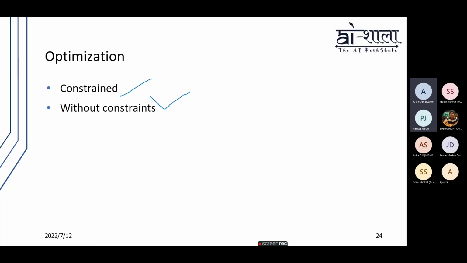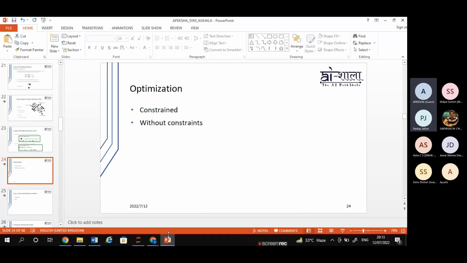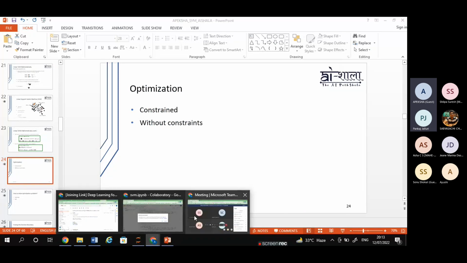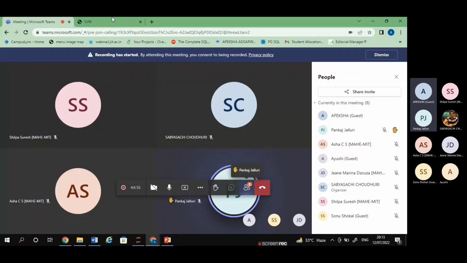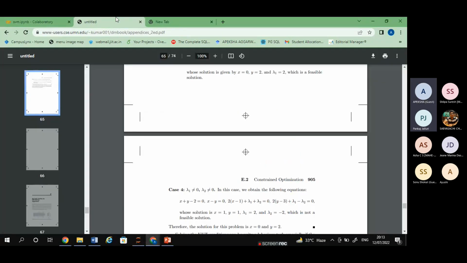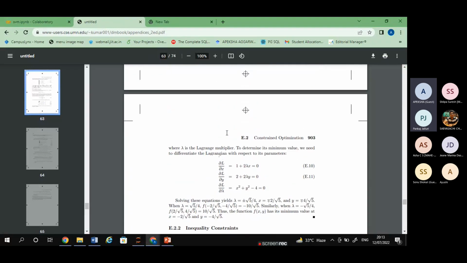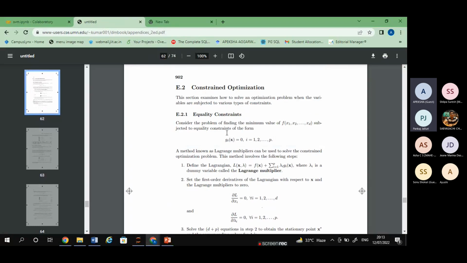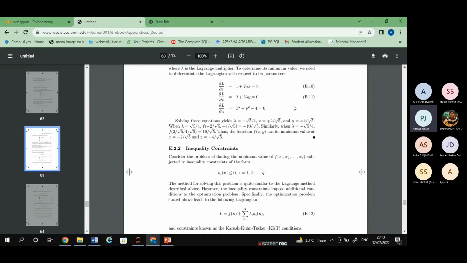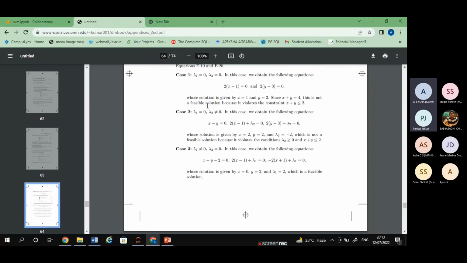If you have no idea about maths, I have a book. You can just read that book. I have downloaded it somewhere. I don't know where it is. Okay, this is the book. The book name is Data Mining Concepts by Vipin Kumar. In the back, you will find the two things: constrained optimization and non-constrained optimization.